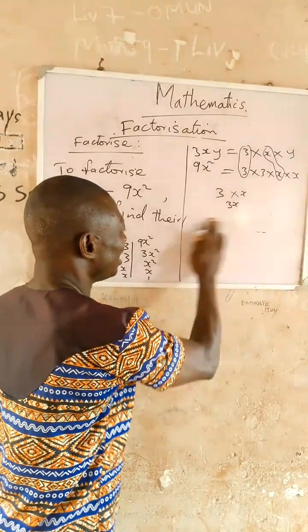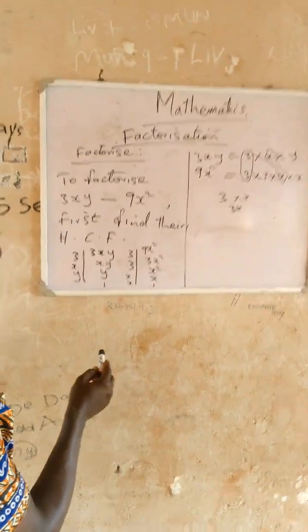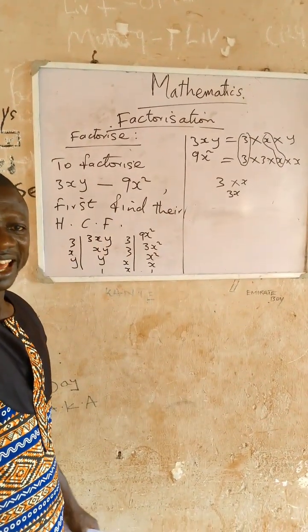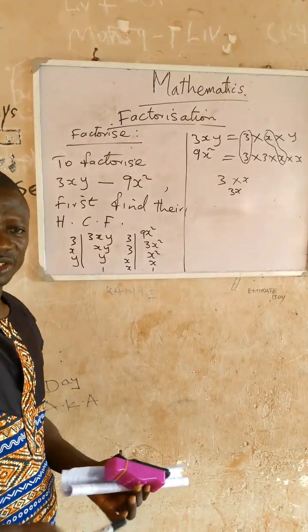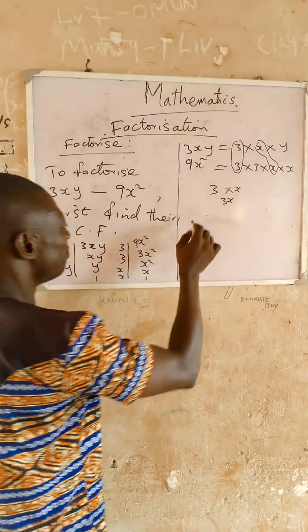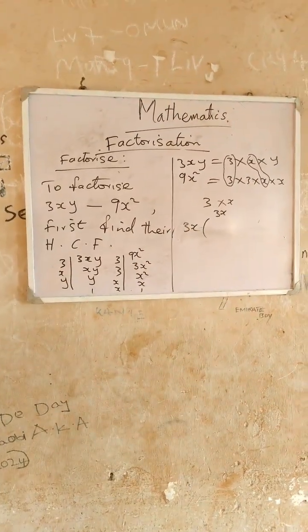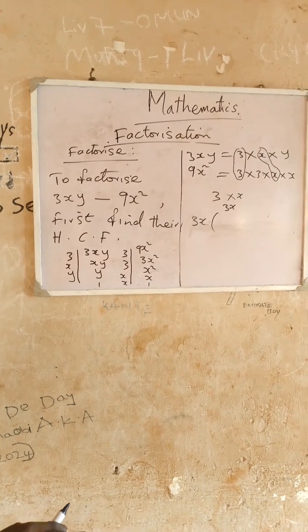You understand that? Okay. So you see, the HCF of these two expressions is 3x. It is that 3x that we are going to use to factorize the expression by bringing that 3x out and opening the brackets. Can we continue?